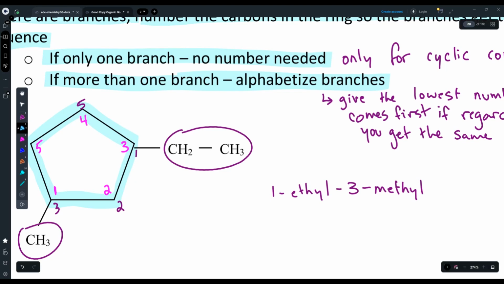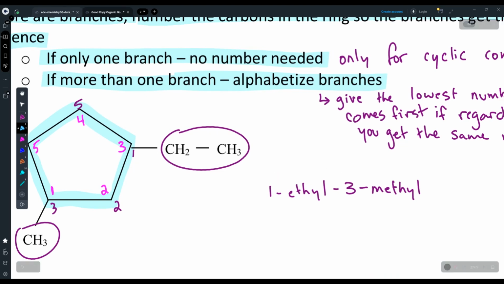Okay, so now that we're done talking about the branches, we got to talk about the parent chain. Just as a reminder, the YL suffix is very important because that denotes that you're talking about branches here. This part tells you how many carbons in each branch there are, and this part tells us which carbon the branch is on in the ring or in the compound here.